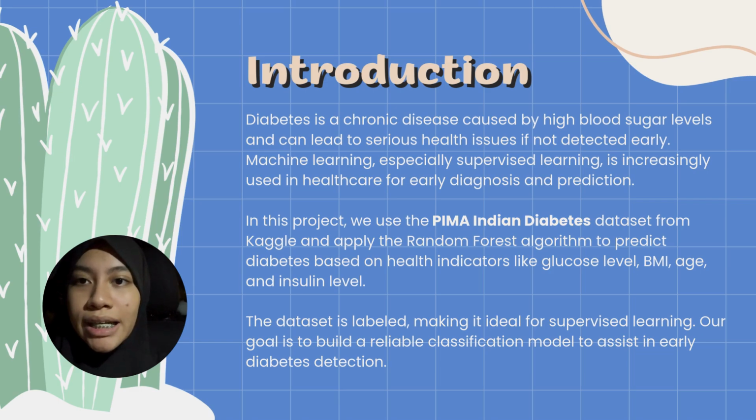So, machine learning, especially supervised learning, is increasingly used in healthcare for diagnosis and prediction. So, in this project, we use the PIMA Indian Diabetes Dataset from Kaggle, and apply the random forest algorithm to predict diabetes based on health indicators like glucose level, BMI, age, and insulin level.